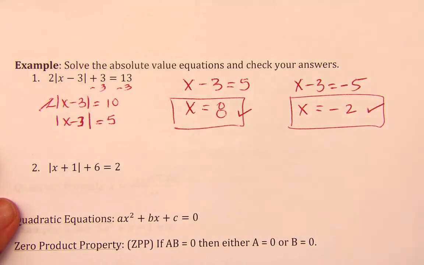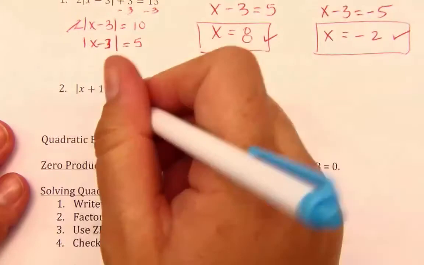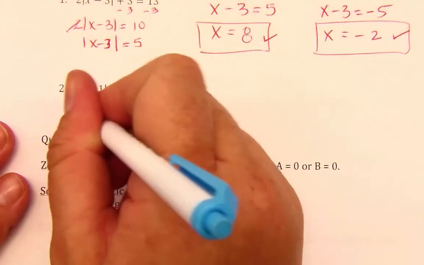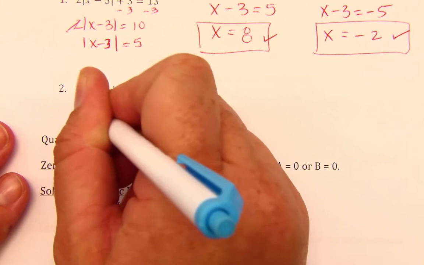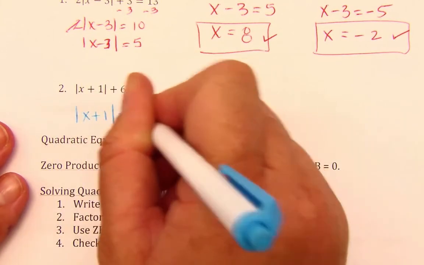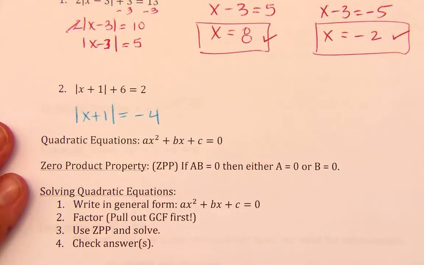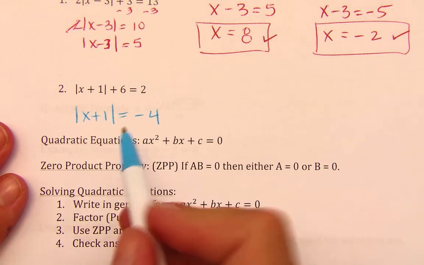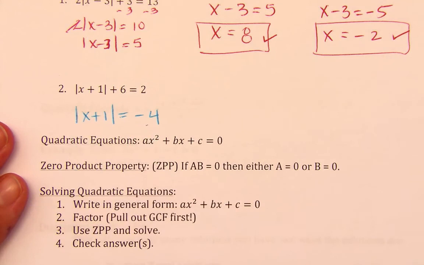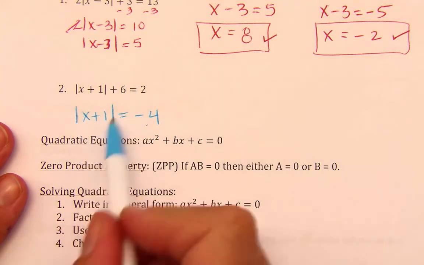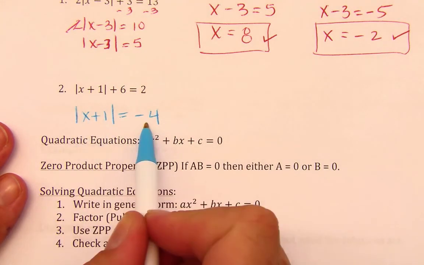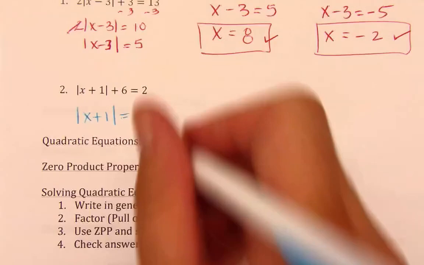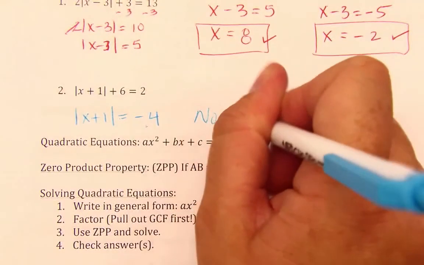So we're going to go ahead and work through this next example as well. First thing I want to do is subtract 6, and I get absolute value of x plus 1 is equal to -4. Now right off the bat, a little alarm should be going off in your head because there's no way to get a negative number out of an absolute value. So if the absolute value is by itself and it's equal to something negative, then we know that we have no solution.